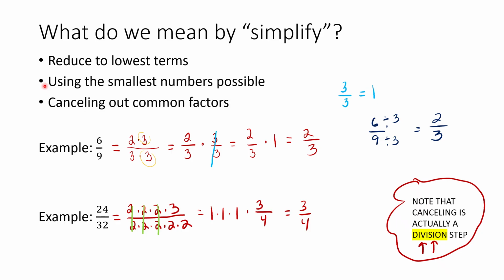times whatever. And so when we're drawing these little lines saying cancel, cancel, cancel, what we're actually doing there is doing 2 divided by 2, 2 divided by 2, 3 divided by 3. Okay, x divided by x. Okay, whatever we got going on. Just remember that. Make a little mental note.